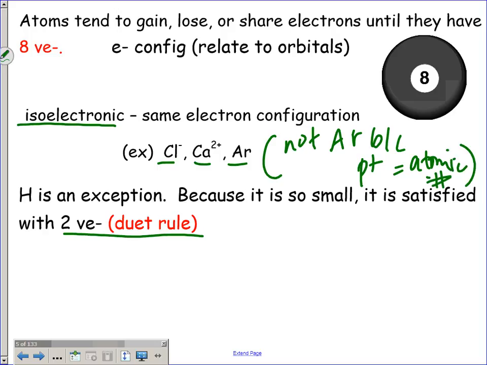Okay, so occasionally we'll have the duet rule occur, which is only going to be with things that are itty bitty. So like lithium will lose 1 electron, beryllium will lose 2 electrons. Boron acts differently. It actually gets 6 electrons. There are many exceptions to the octet rule. I like to call it an octet suggestion, because it's not really a rule all the time.